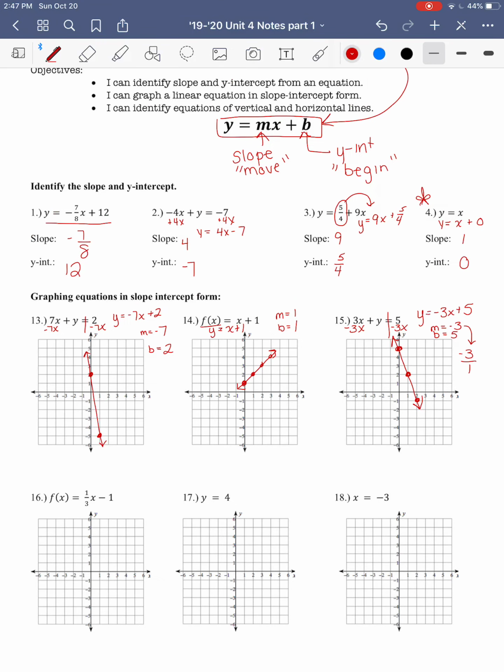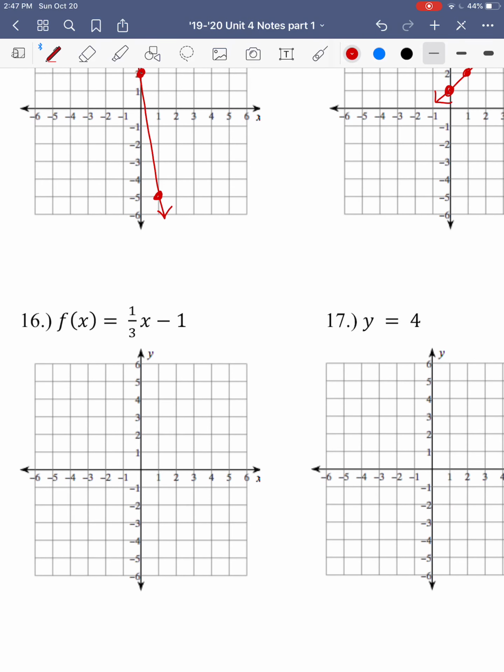All right, number 16, we have a fraction. So again, f of x, same thing as y equals. It's important to know that. So my slope here is 1/3 and my y-intercept is -1. So I'll start at -1, go up 1 over 3. So again, just to show you, I go up 1 over 1, 2, 3. I'll do it one more time. So I go up 1 over 3.